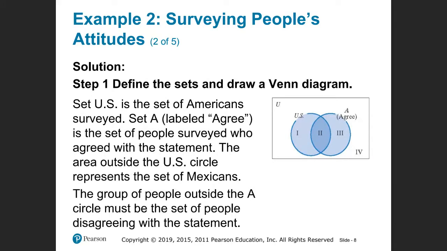First, we're going to define the sets and draw a Venn diagram. Set US is a set of Americans surveyed. Set A, which is also agree, is a set of people surveyed who agreed with the statement. The area outside the US circle represents the set of Mexicans. The group of people outside of A must be the set of people disagreeing with the statement.